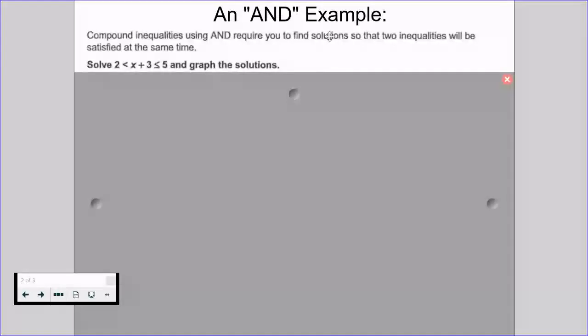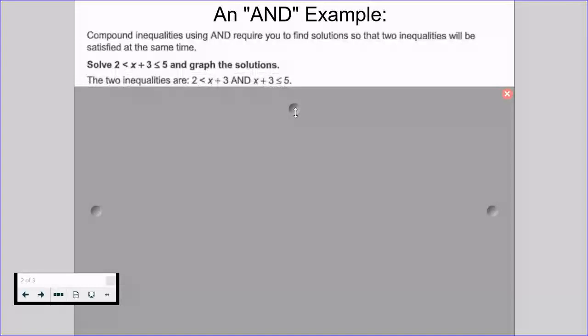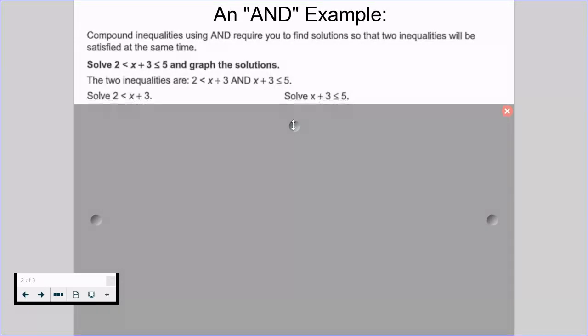So we have 2 is less than x plus 3, which is less than or equal to 5. We technically have two inequalities here. We have 2 is less than x plus 3, and we also have x plus 3 is less than or equal to 5. So since we have these two inequalities, we are going to solve them separately. All we did was break it up from one long compound inequality to two separate individual inequalities.